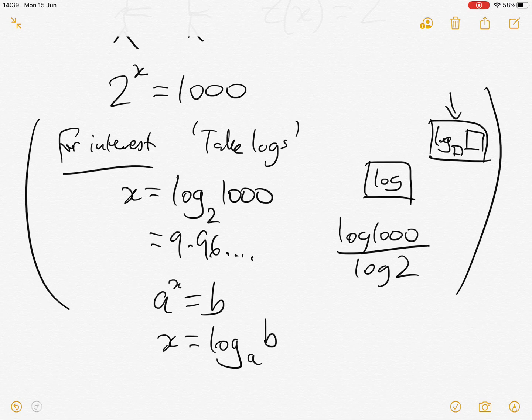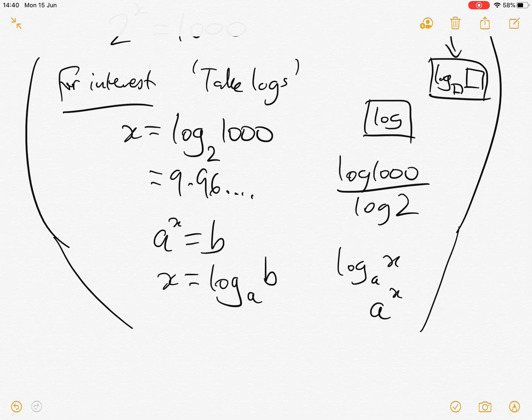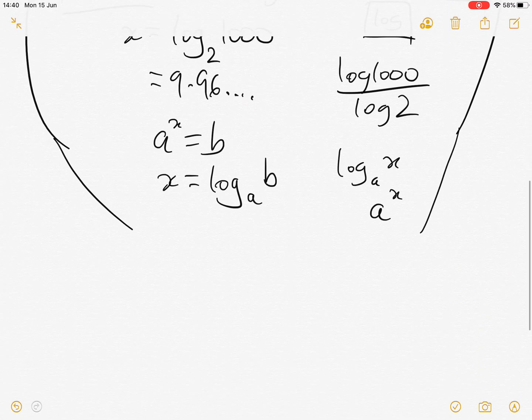So what does this mean? Well, log base a of x is defined to be the inverse function of a to the x. So, I don't want to go into too much detail about this because it's A-level, but certainly you can solve equations like this using the log button.